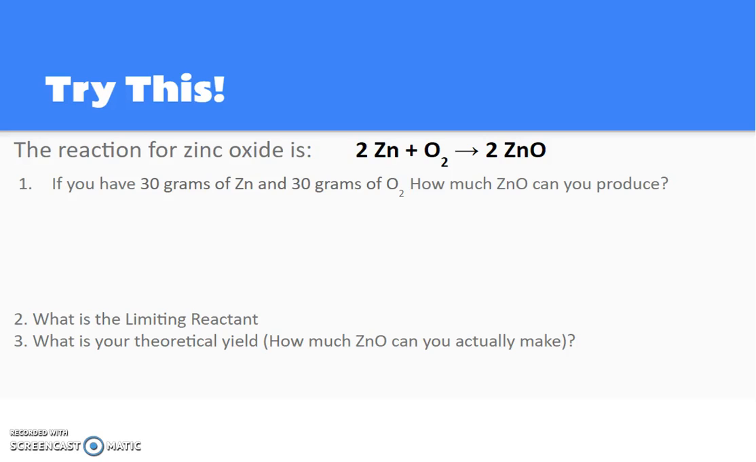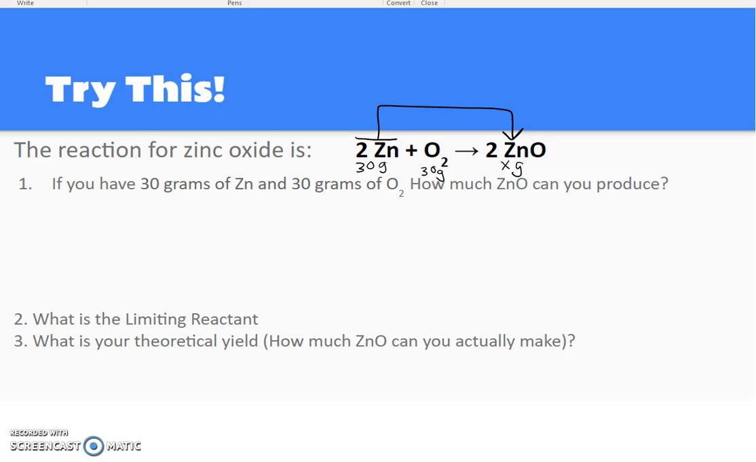All right, so if we're going to find the limiting reactant, the first step here is that we need to figure out what we know about everything. So in the problem it says if you have 30 grams of zinc and 30 grams of O2, how much ZnO or zinc oxide can you produce? So if we take a look here, we're saying that we have 30 grams of zinc and 30 grams of O2. We don't know how many grams of this we have. Our goal is to go from zinc into zinc oxide, and then from oxygen also into zinc oxide.